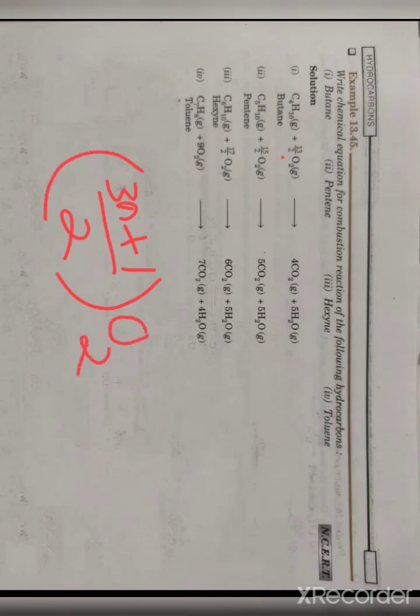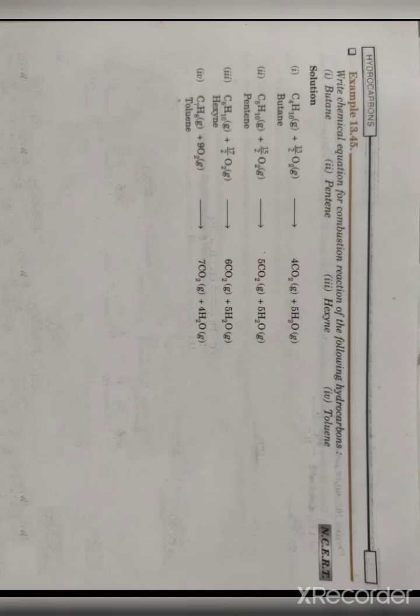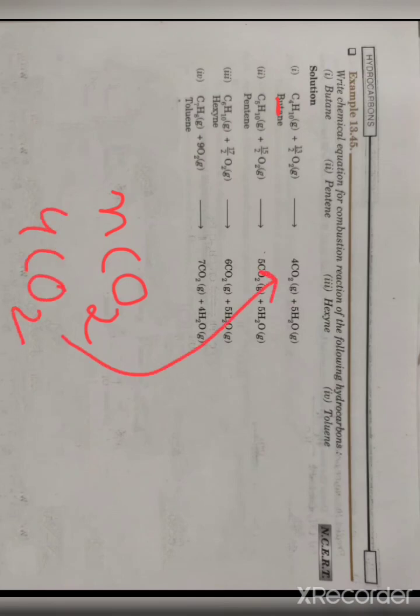So what is n here? n is equal to 4, that is 3 into 4 plus 1 divided by 2, that is 12 plus 1, 13. That is what we are getting, 13 by 2 number of oxygen. What about the number of carbon dioxide? In the general equation, n number of carbon dioxide is formed. So what is n here? Because the carbon number is 4, 4 number of carbon dioxide is formed. That is what is given in the equation.